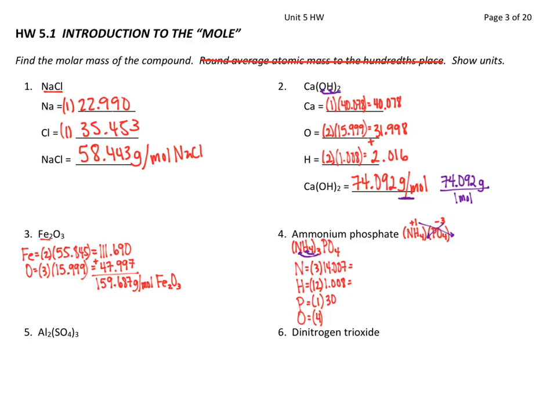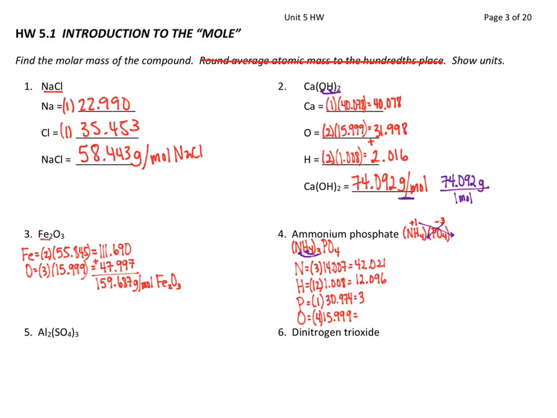Phosphorus is 30.974. And again, I'm getting these numbers from the periodic table of elements. And oxygen is 15.999. Okay, now I'm going to do my math. 3 times 14.007 will give me 42.021. 12 times 1.008 is 12.096.